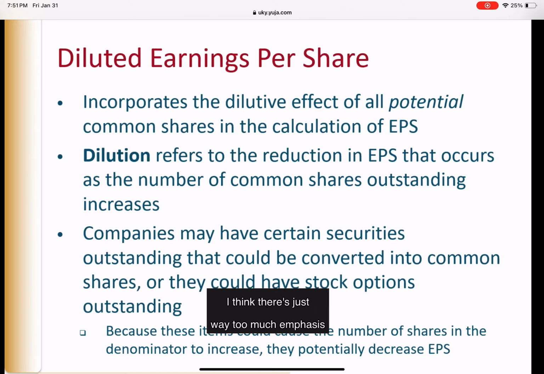So I think there's just way too much emphasis on so-called diluted earnings per share. But use that number instead of basic. Why? It's a little bit lower. And I'm always skeptical, thinking that companies want to show higher earnings rather than lower earnings. So I use the lower diluted EPS number for comparison's sake.